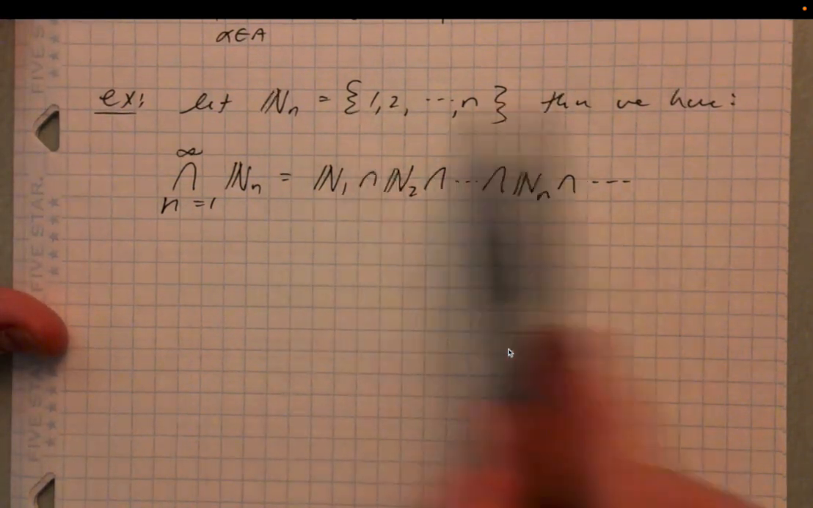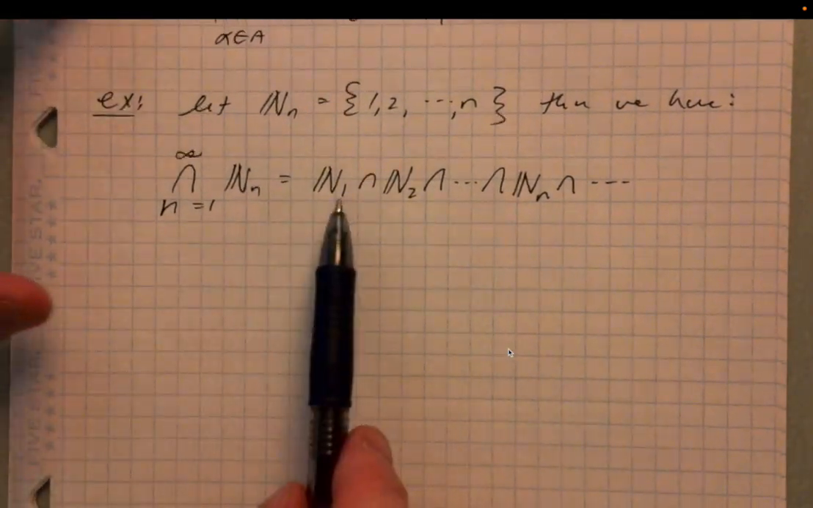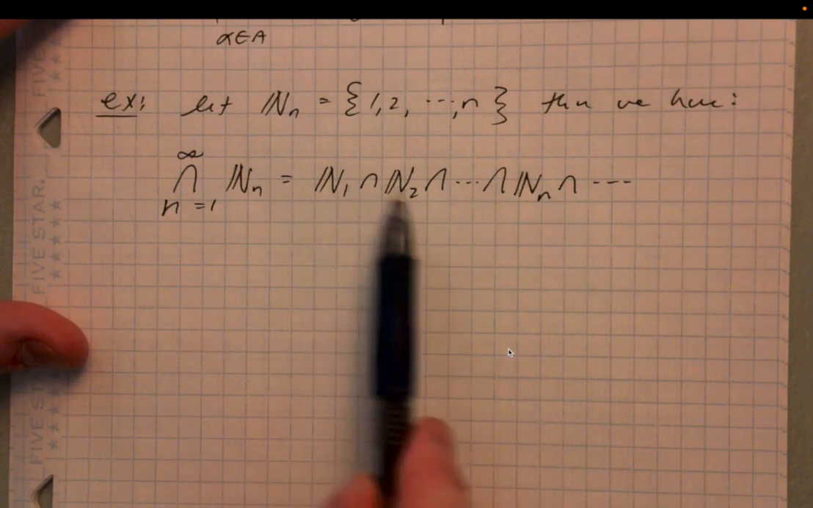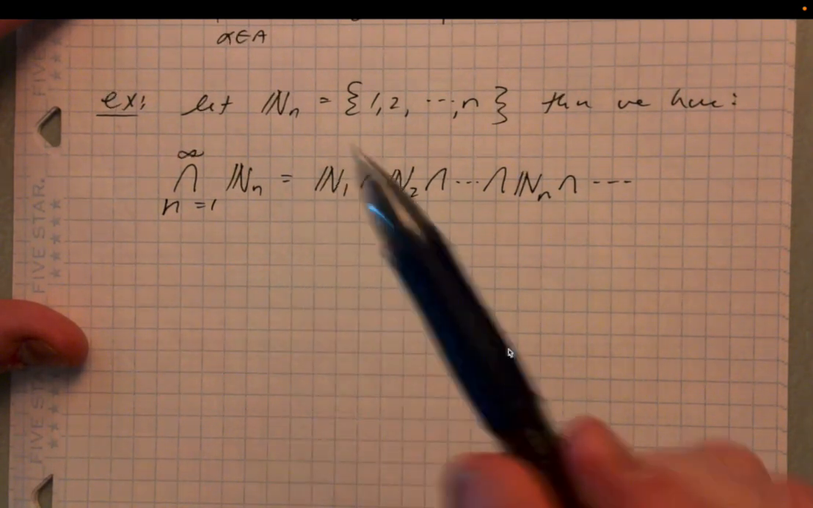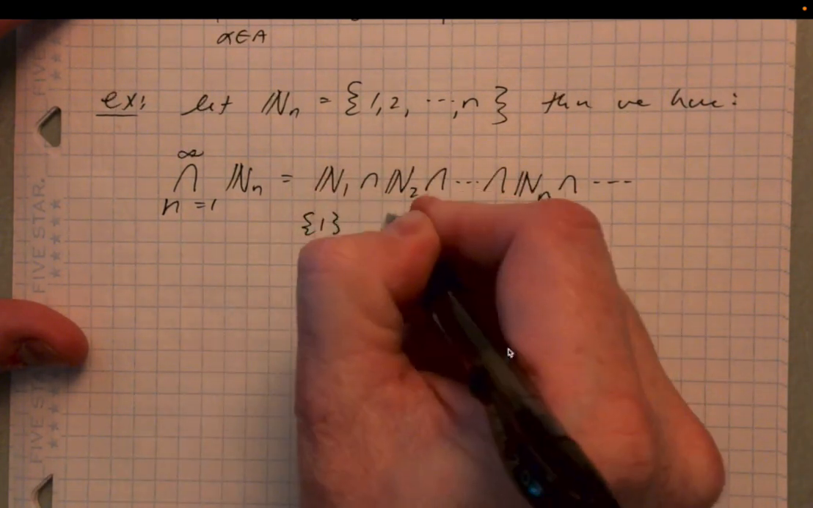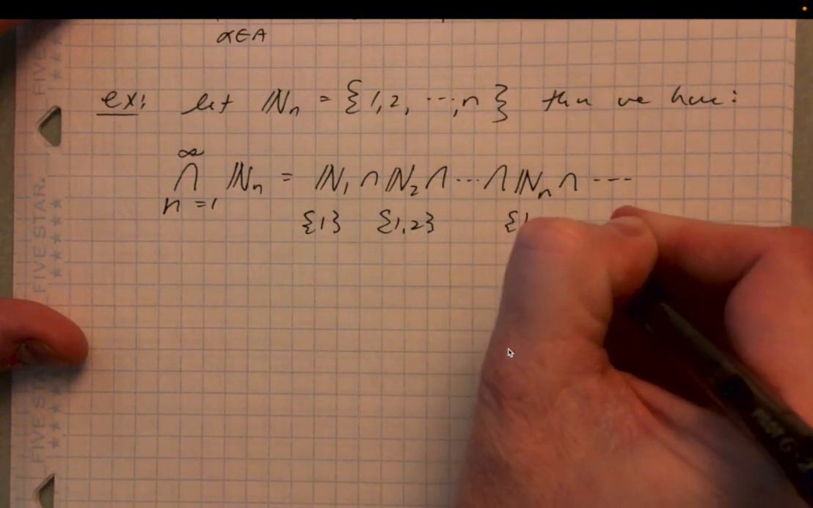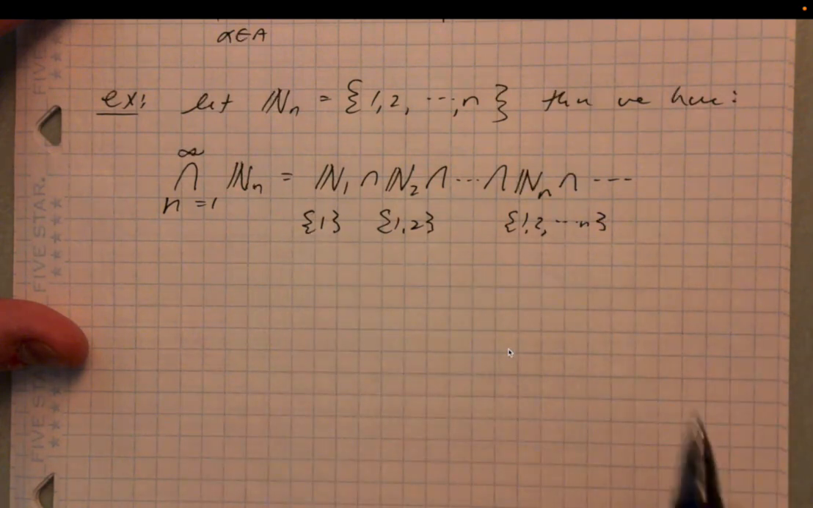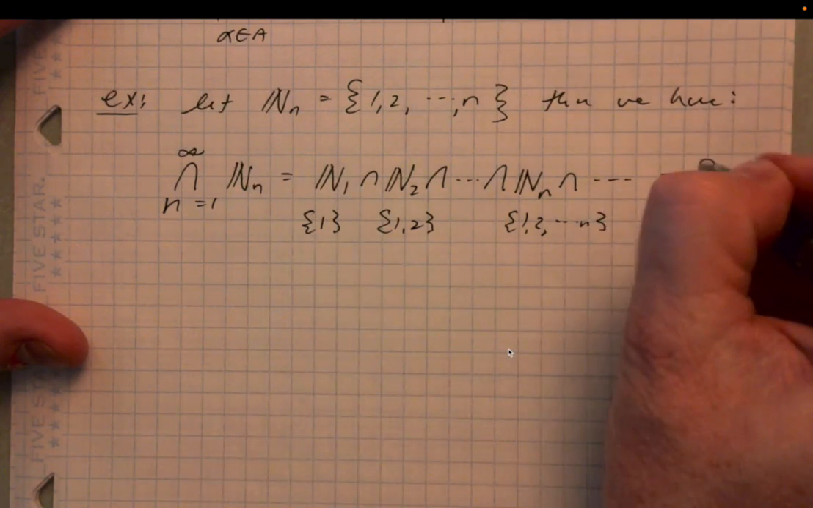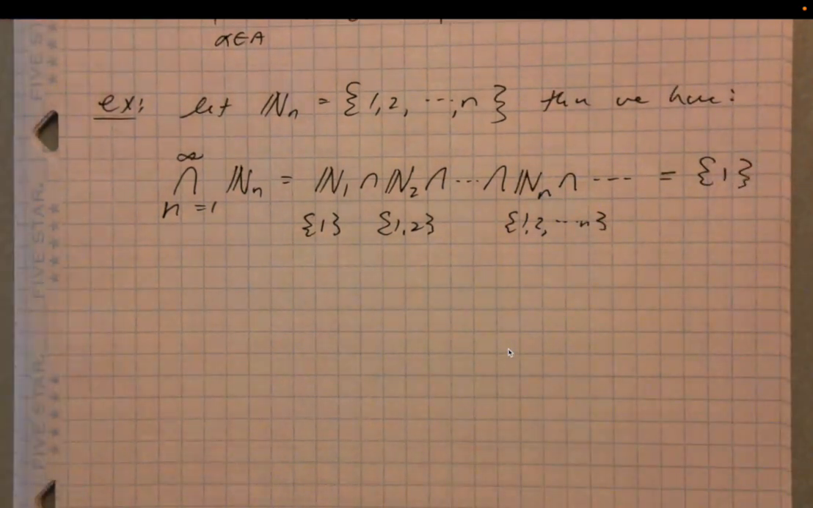Well, what element is in all of these subsets? Remember, the first set is just 1. The second set is 1 and 2, right? So this is just 1. This is 1 and 2. This is 1, 2, dot, dot, dot, up to n. What's the intersection got to be? Well, it's just 1, isn't it? Okay, so the intersection of N sub n, this indexed family of subsets of the natural numbers, is just 1.